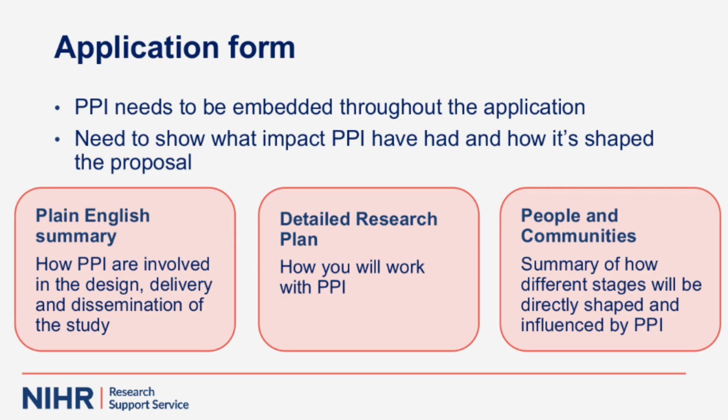In the detailed research plan, include how you will work with PPI in more detail. So any information on PPI should be here, including who has shaped this proposal so far and who will be involved throughout the process. And then you have the people and communities section, which is a summary of how different stages will be directly shaped and influenced by diverse people and communities and the people who will be affected by it. There is a word count limit, so you will have to write concisely.